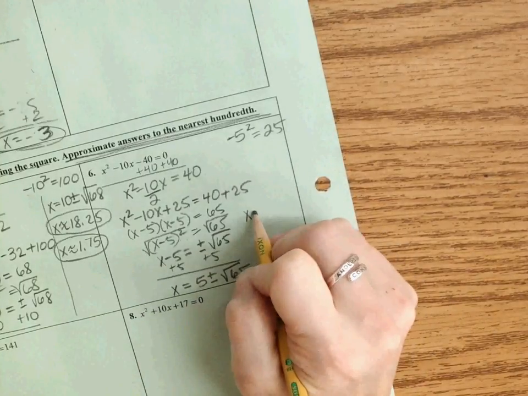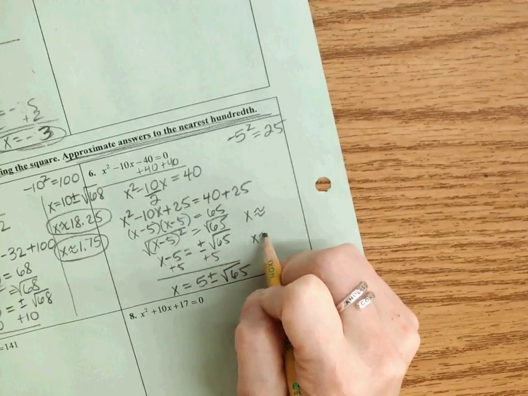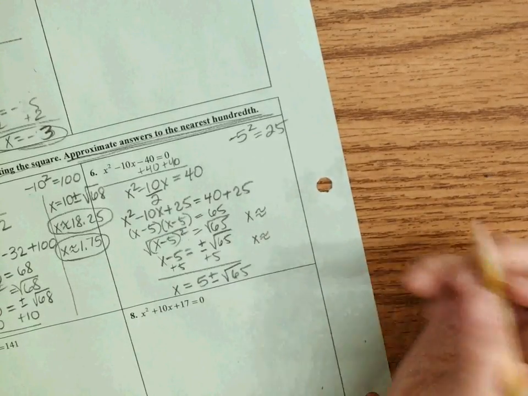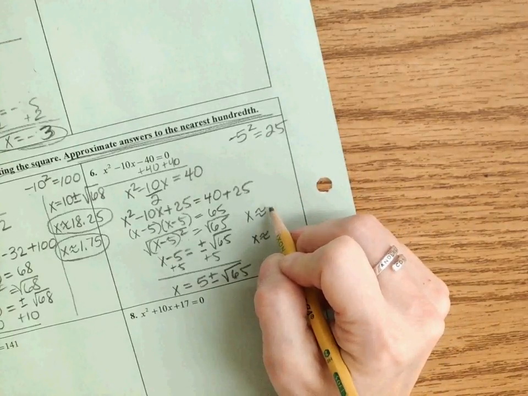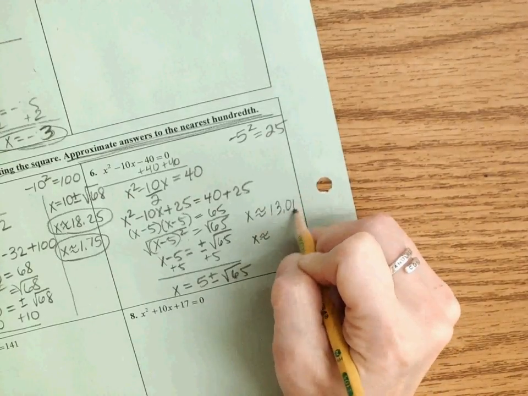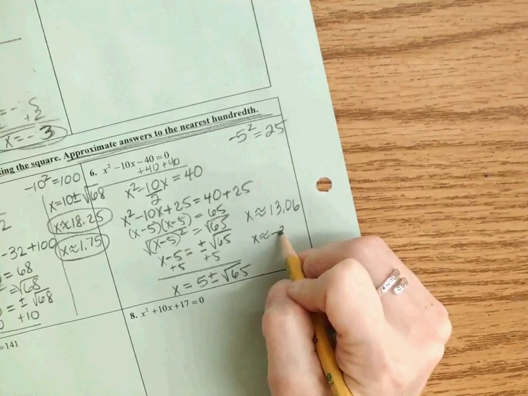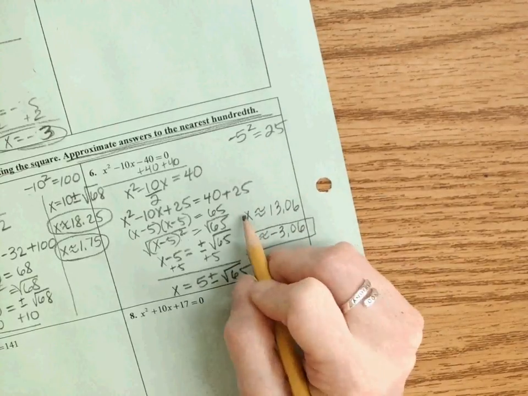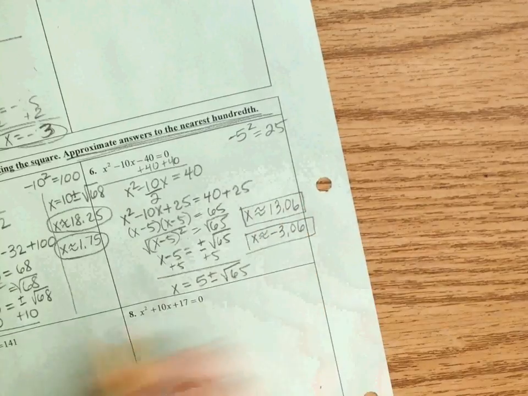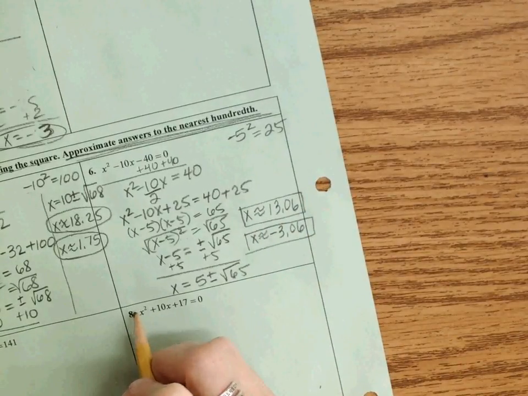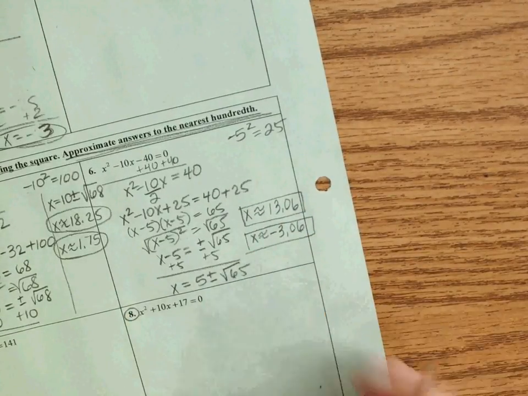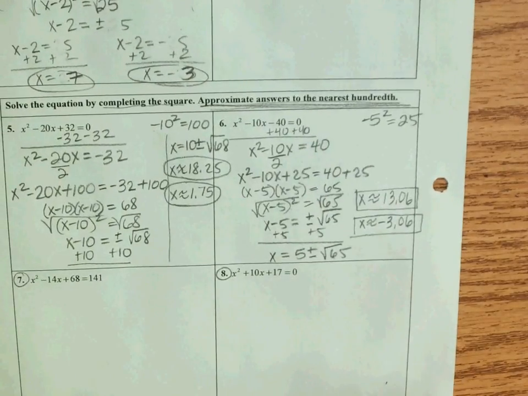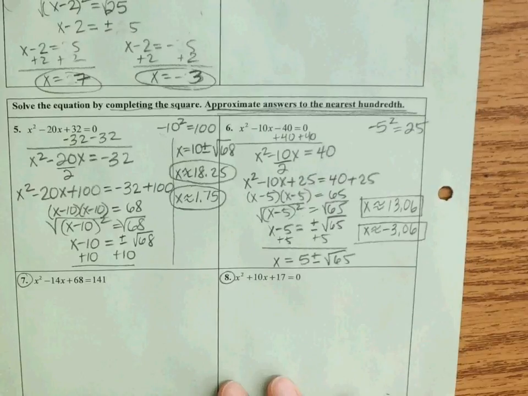We're going to write our 2 answers for x using our calculator, rounding to the hundredths. Okay, so one of my answers, I have 13.06. The other one is negative 3.06. And so I think because we're working with a calculator, we'll do 7 and 8 in class, and that way we'll have a chance to work these out together and really hone in on the process here.